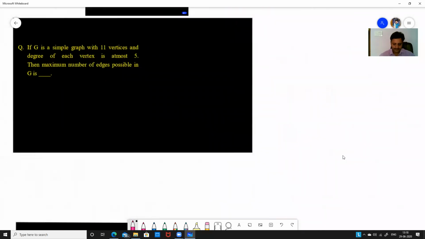Next question. If G is a simple graph with 11 vertices and the degree of each vertex is at most 5, then the maximum number of edges possible in the graph. And what is the principle we can use to solve this problem?